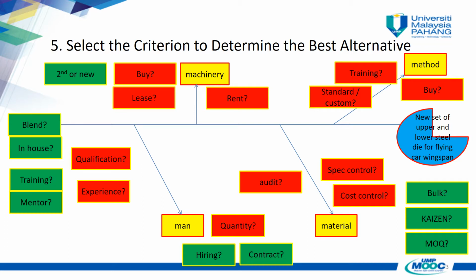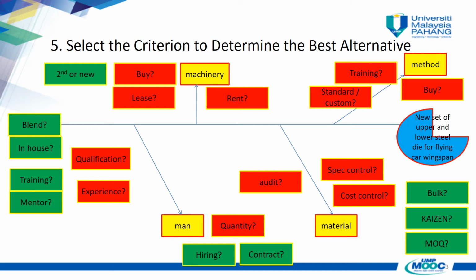And then let's say if we want to buy the sets of the lower and upper die there, do we want to buy a second-hand one or a new one? That's only the decision we want to make for the machinery. What about the decisions on who will operate the sets of the upper and lower die? How many men do you want to hire for the operations and for the maintenance? Either you want to hire someone or you want to contract them.